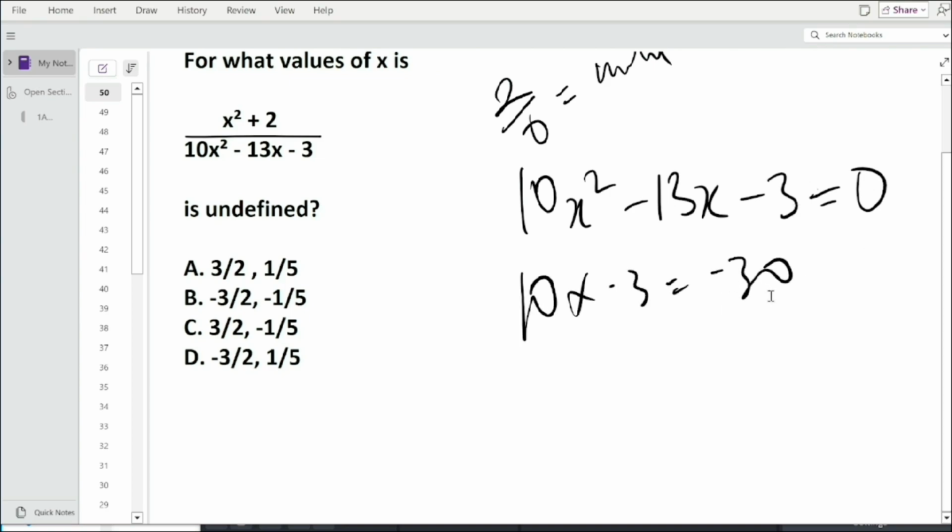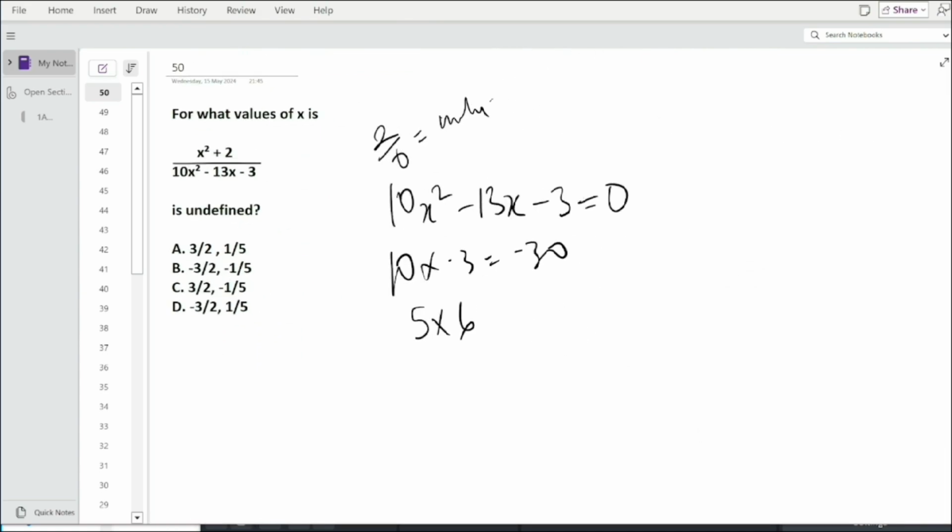We are going to look for two numbers that multiply to give us minus 30, and yet when we add them, it gives us minus 13. For you to get minus 13, the bigger number should carry the negative, and since we have minus 30, one of the numbers will carry a negative. The pairs that give us 30 are 5 times 6, 3 times 10, and 2 times 15. So which of them will give us 13?